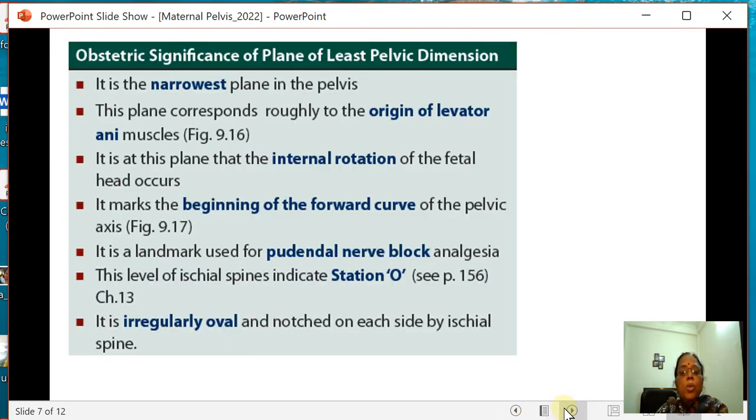So now you know why the least pelvic dimension, or the narrow pelvic plane, is very important, and these are all the points under which we describe the importance of the narrow pelvic plane.